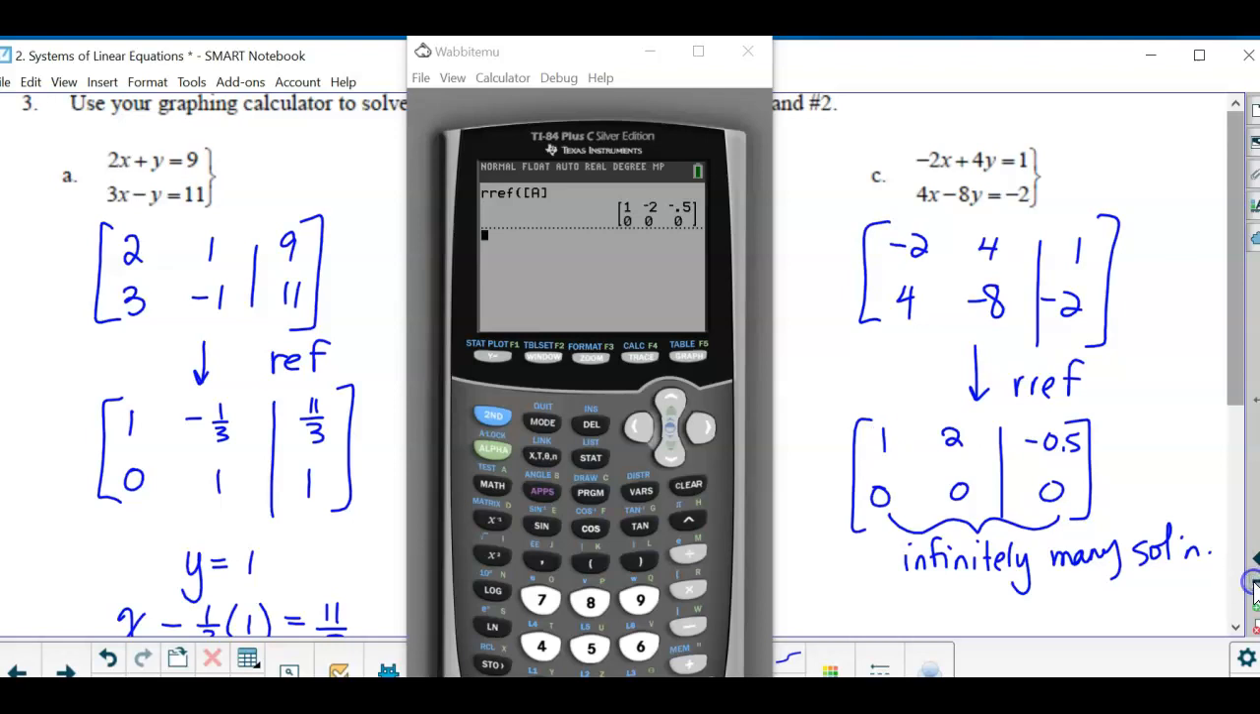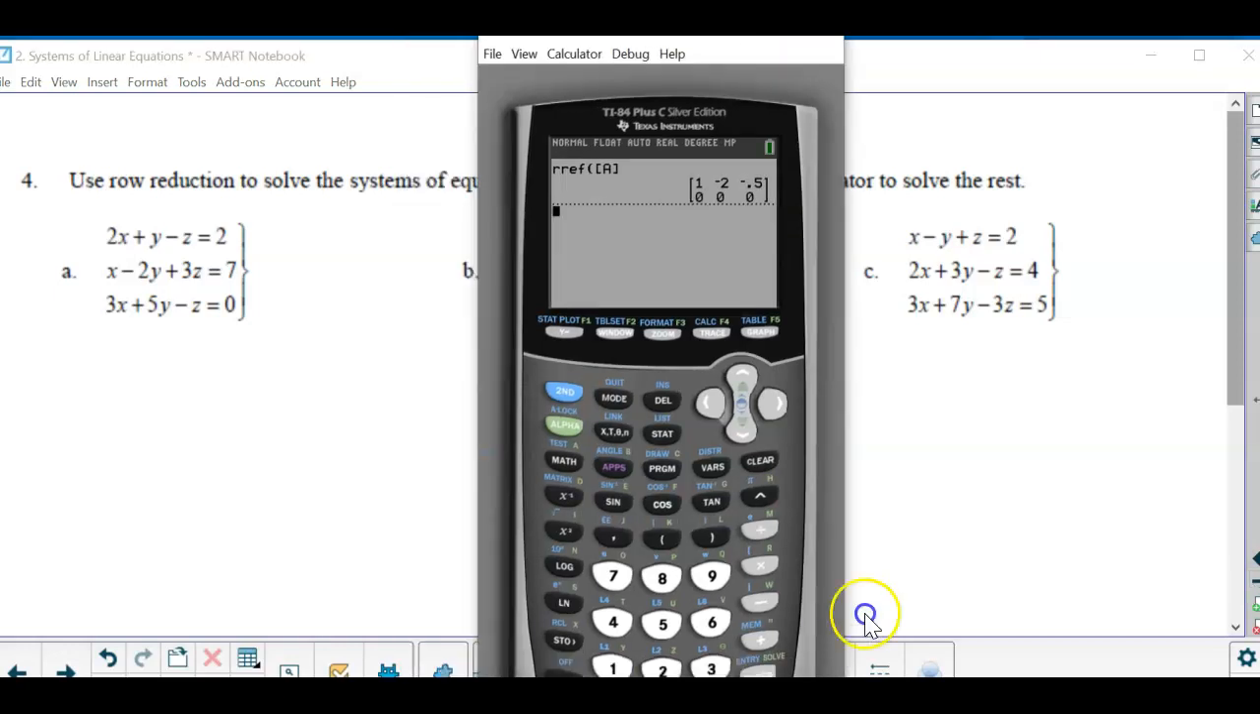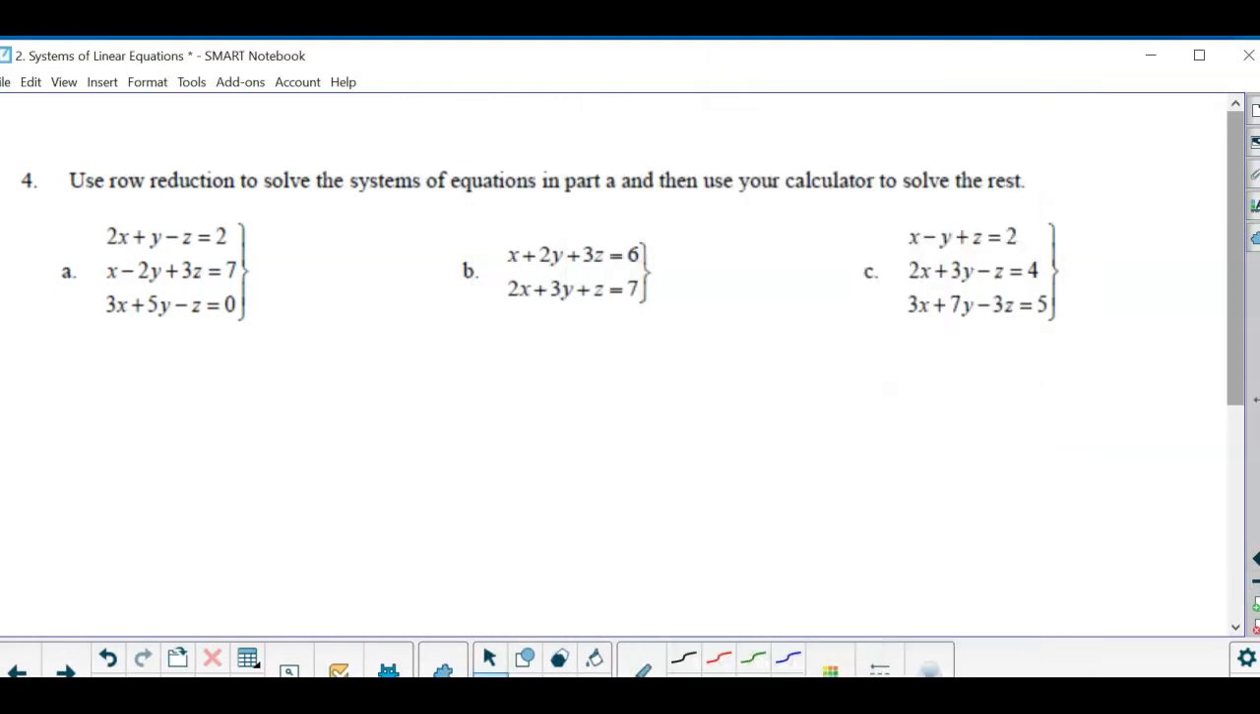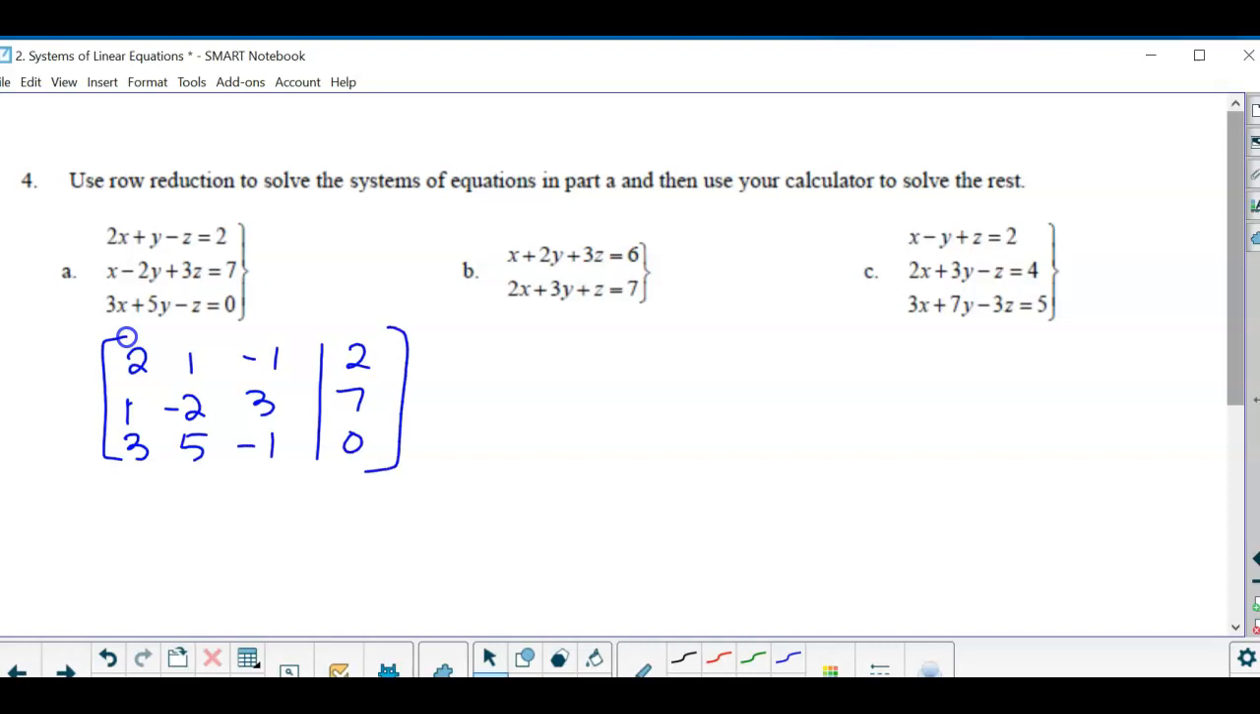Okay, so next one. Use row reduction to solve the system of equations in part A, and then use your calculator to solve the rest. So we're doing one the long, old-fashioned way. But you can use the matrix form, so you're not writing out X, Y, and Z all the time. So here, you can write it out in matrix form, but then use your row reduction.